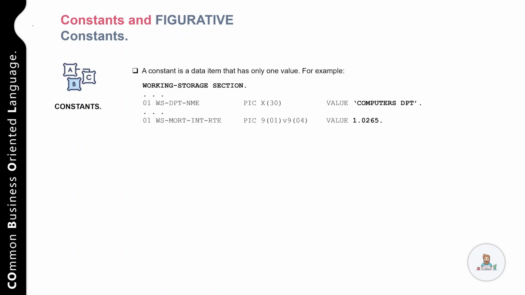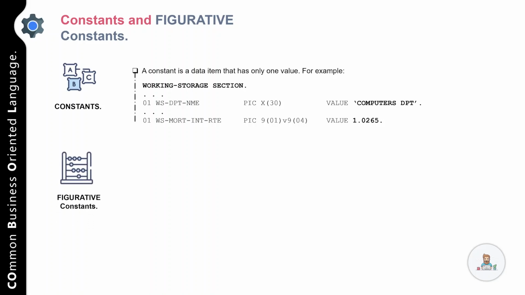If you notice, I've defined these 2 variables in the working storage section. The initial value of these fields is assigned with the help of the value clause. For the department, I've assigned computers department, and for mortgage, I've assigned a value that is 1.0265. So throughout the program, I would be using these two variables, department name or mortgage interest rate, wherever I need the value of these variables in my business logic.